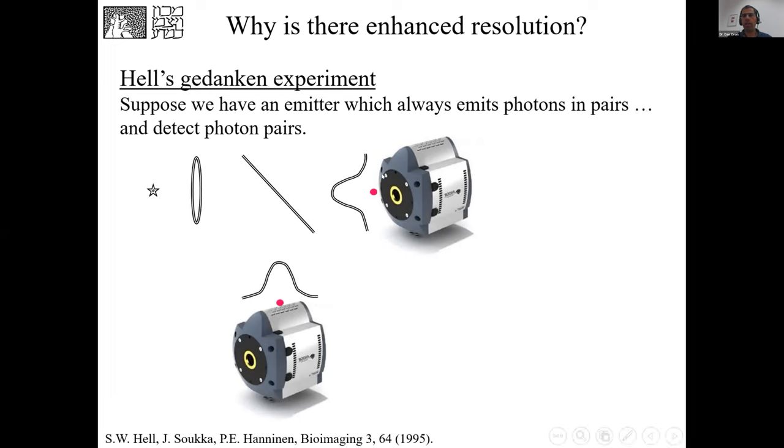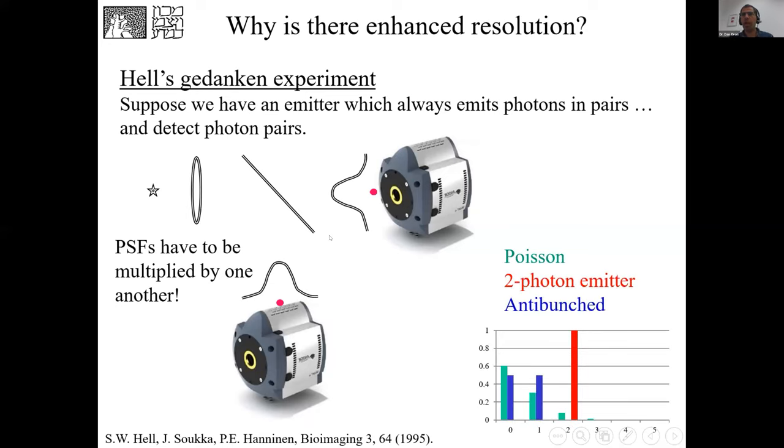Now, the position where this photon hit this camera is an estimator of the position of the emitter, and just the same, the position where this photon hit this camera is an estimator of the position of the emitter. Whenever you have two independent estimates, they are better than one. So you can estimate the position of the emitter better than what you can classically do. You have to multiply the point spread functions and get a narrower point spread function. But now we don't have emitters that emit pairs of photons simultaneously, but we have zillions of emitters that never emit photons in pairs. So instead of looking at the pairs, you can look at the missing photon pairs. And this is the anti-bunching signal.